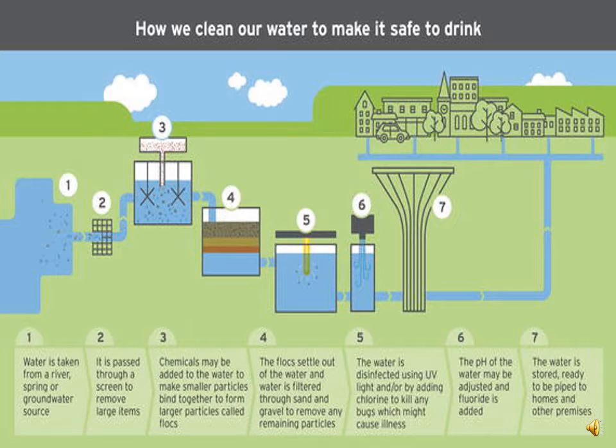In the fifth step, the water is disinfected by using the chlorine, which kills the bacteria and the other infectants. In the sixth step, the pH of water is adjusted and the chloride ions are added in the water. In the seventh step, the water is supplied to the homes.